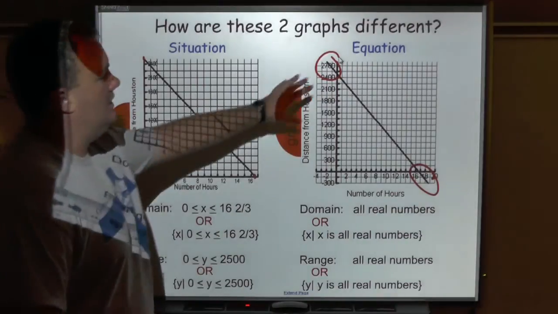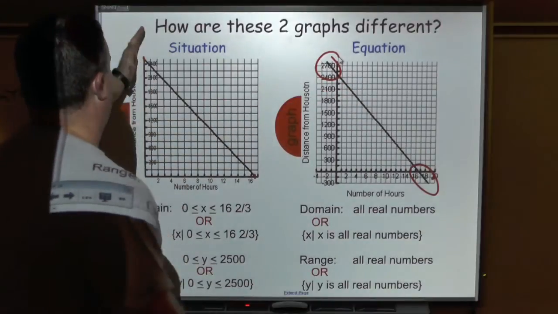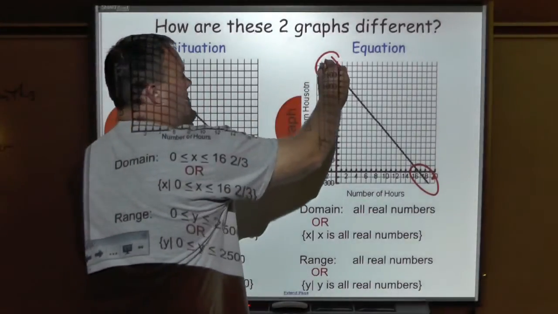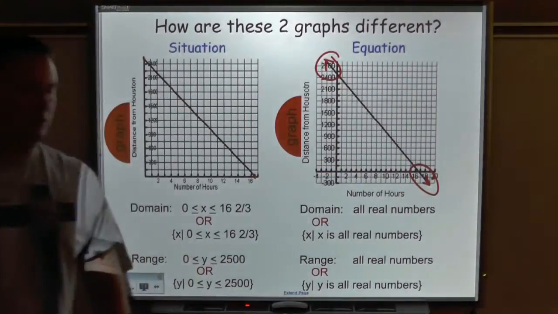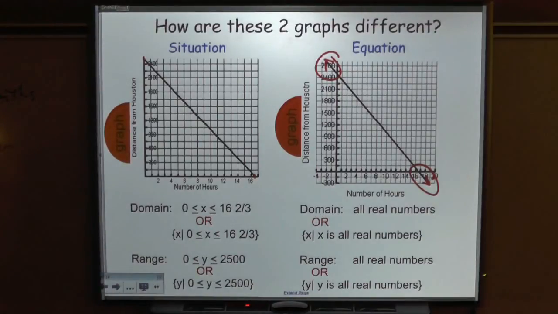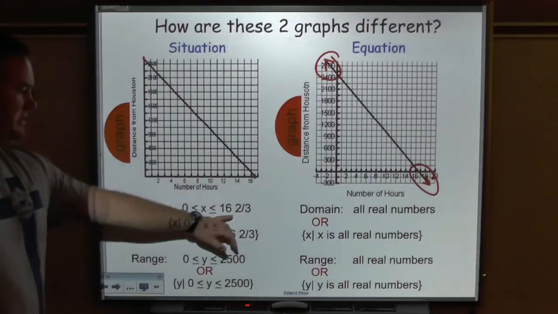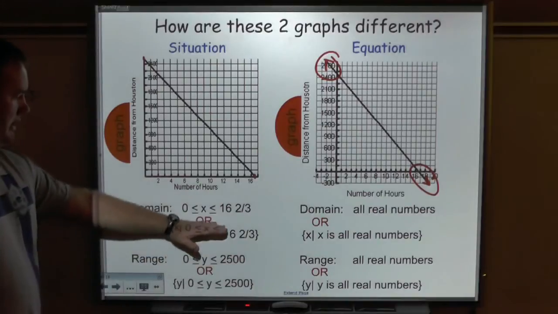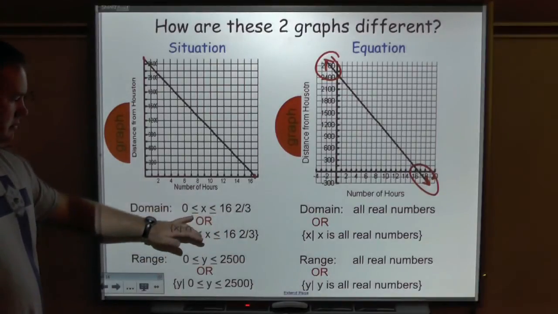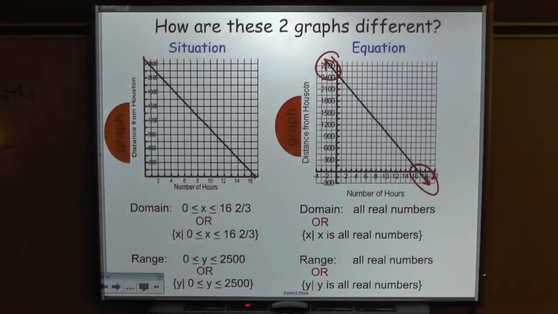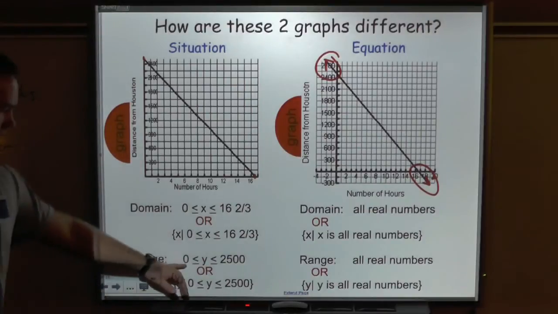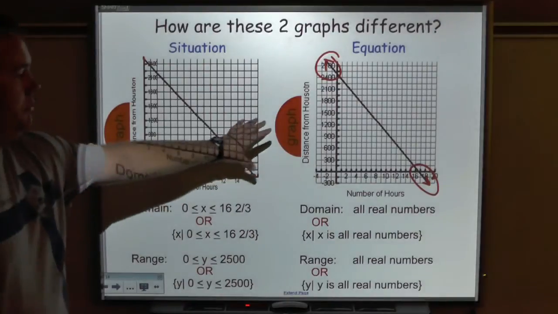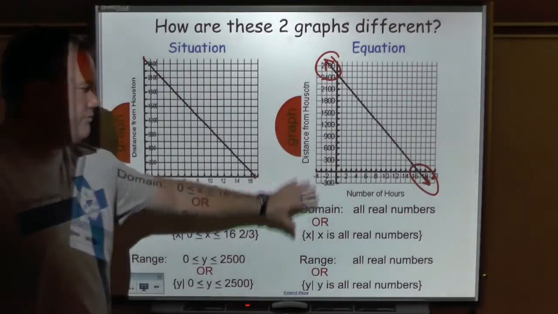The reason why is because in the equation, we don't care that you can't go past 0 for time. It keeps going. So essentially, this should have arrows on the end. All right. Over here, when we look at this, I know they got 16 2/3. I put 17. It's about the same. But what we're looking at here is 0 less than or equal to x less than or equal to 16 2/3. Okay. And for your range, 0 is less than or equal to y less than or equal to 2,500. That's why we put that. But with the equation, we don't care about all that. So that's why we write it in this fashion.